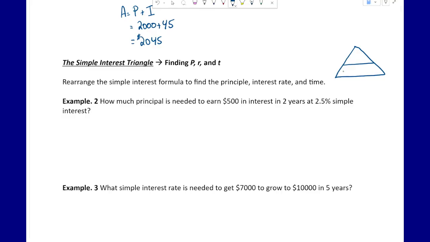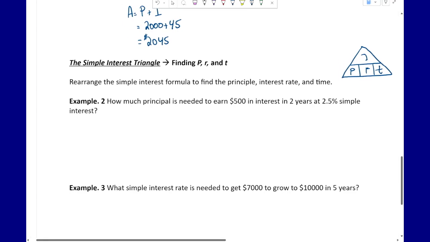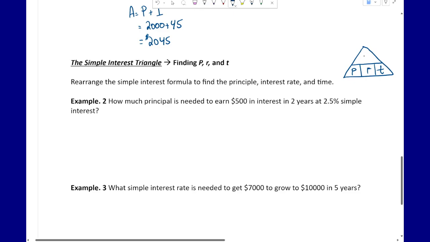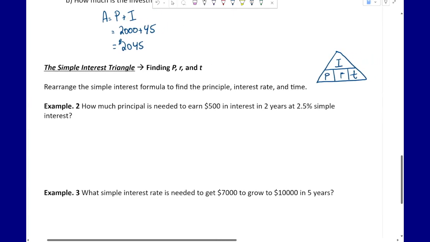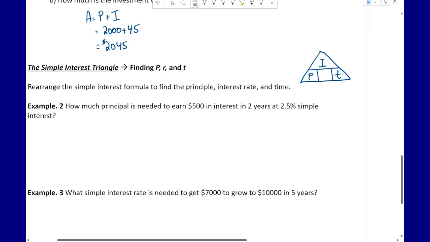So we can have P, R, T, and then we're going to put I up here. So this is what's called a simple interest triangle. And how it's set up will allow us to figure out what the different formulas are.